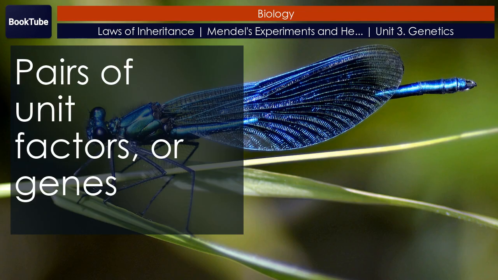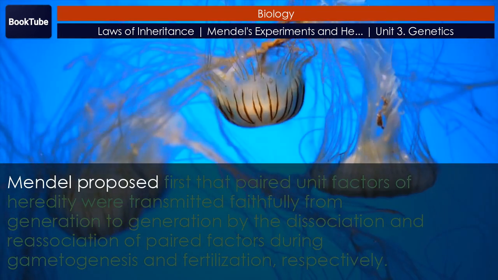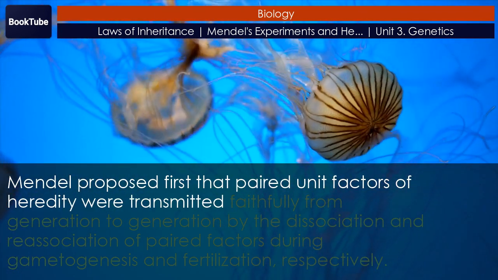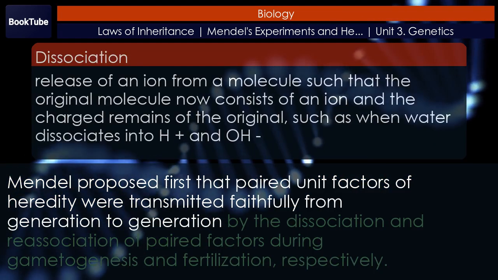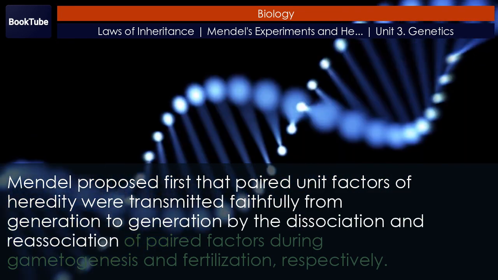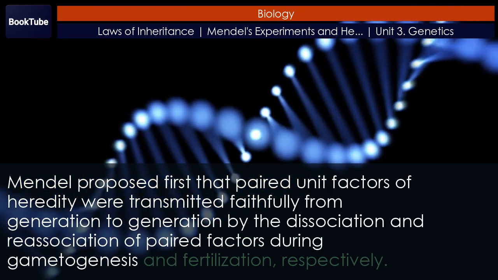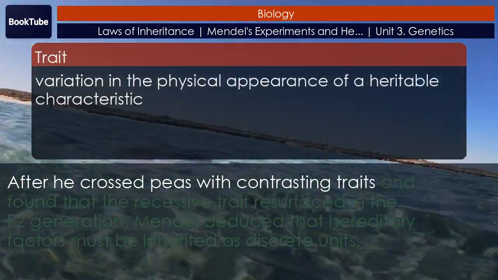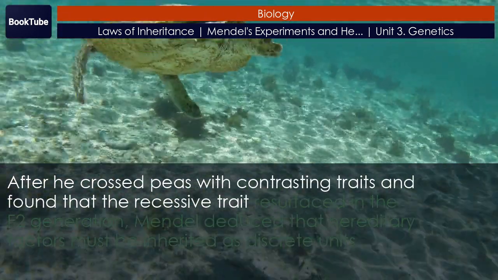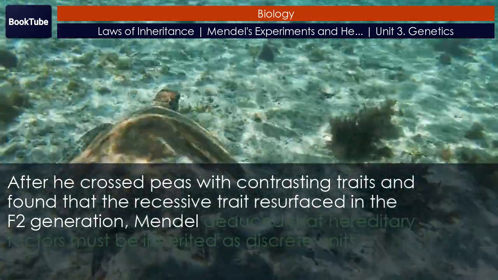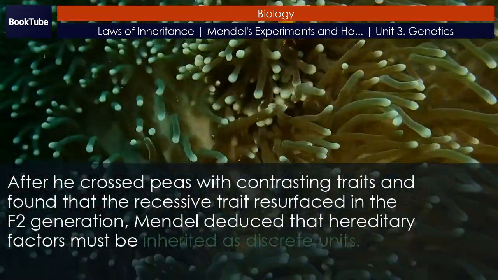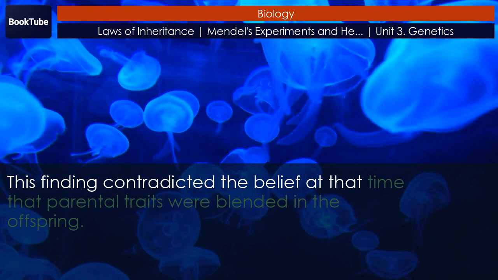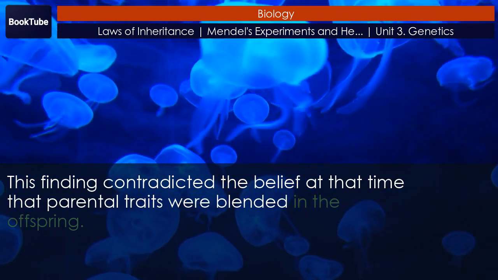Pairs of unit factors, or genes. Mendel proposed first that paired unit factors of heredity were transmitted faithfully from generation to generation by the dissociation and reassociation of paired factors during gametogenesis and fertilization, respectively. After he crossed peas with contrasting traits and found that the recessive trait resurfaced in the F2 generation, Mendel deduced that hereditary factors must be inherited as discrete units. This finding contradicted the belief at that time that parental traits were blended in the offspring.